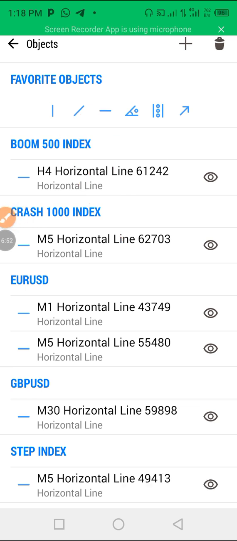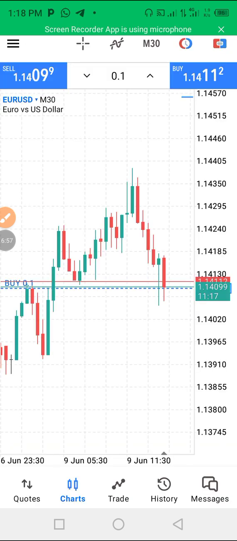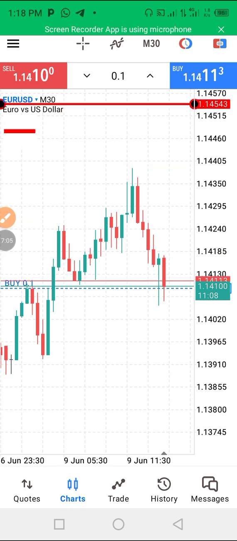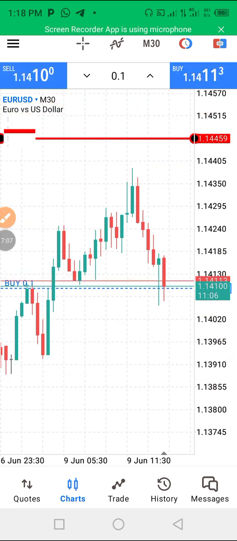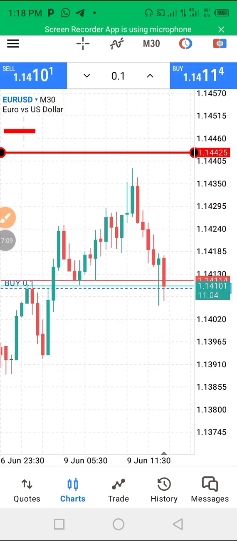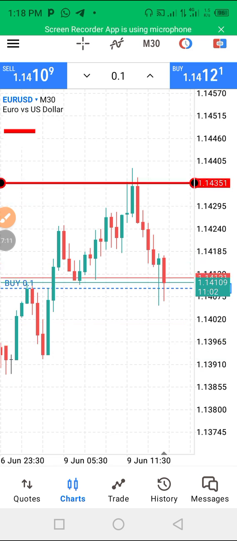Now the vertical line, you tap on it. When you tap on it like this and you come to the chart, it will take you to the chart. Once you tap on it, a line will appear. Now you can drag it anywhere you like, depending on what settings you are trying to come up with. But we won't do that yet. I'm just showing you how this thing works.